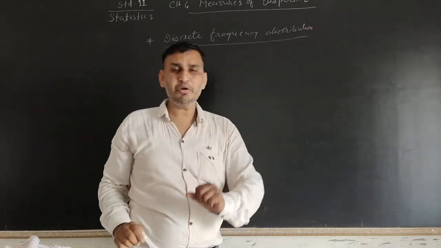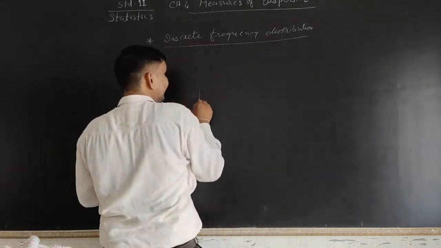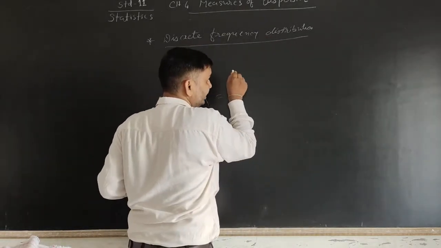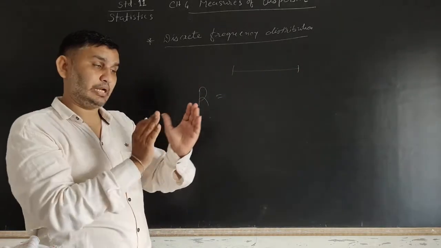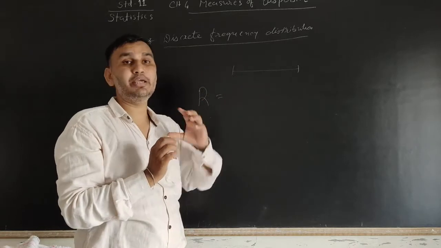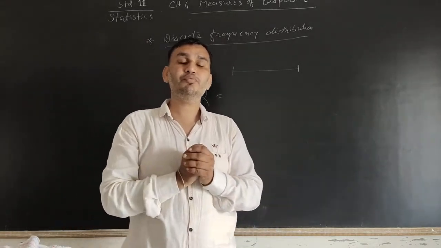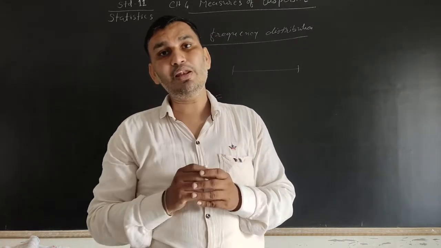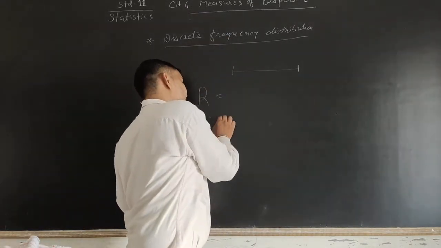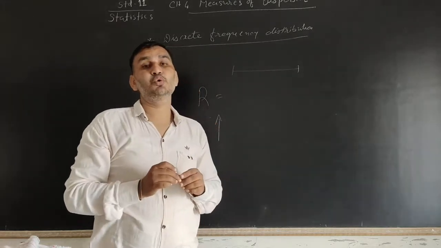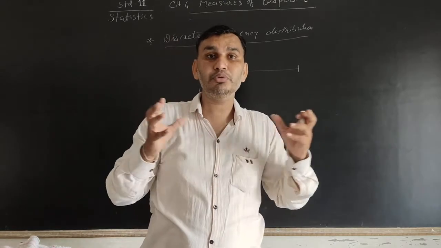Now, I want to discuss one thing. Suppose you find the range, it shows the difference between the highest and lowest. The range we can find is the difference between highest and lowest, but the coefficient of range, what is it? Suppose the value of coefficient of range is high or low.